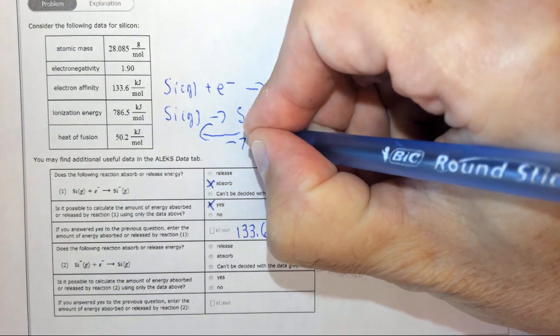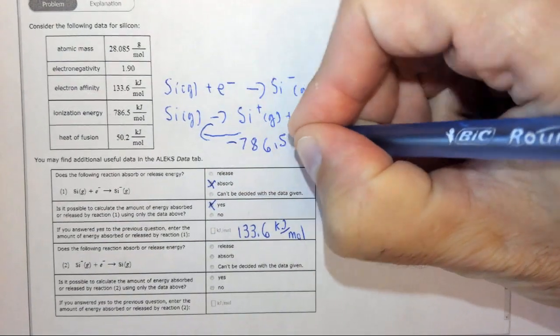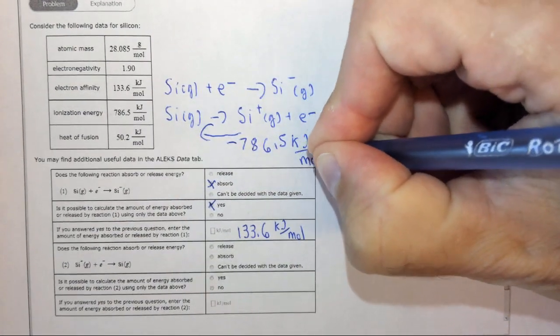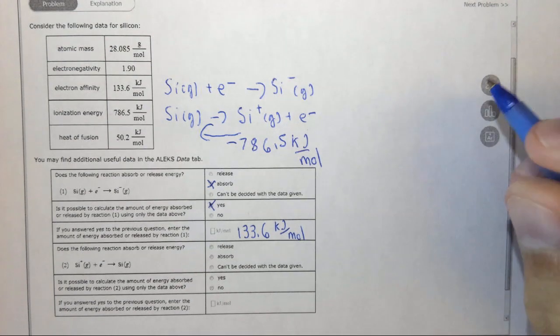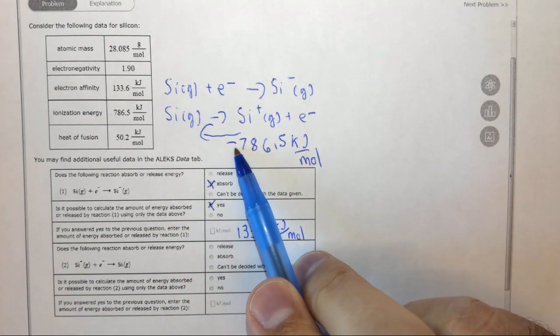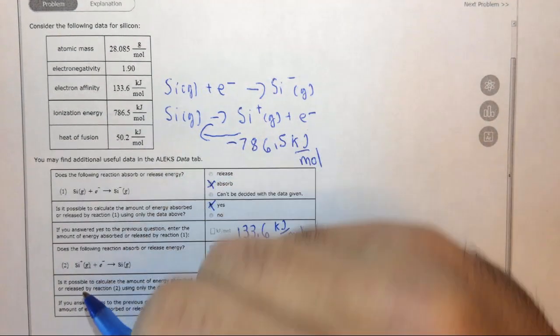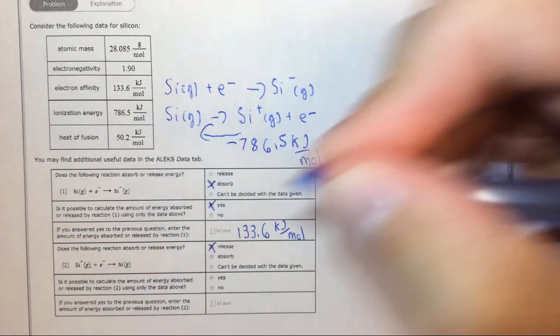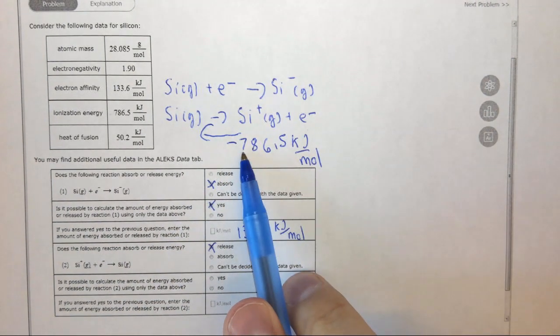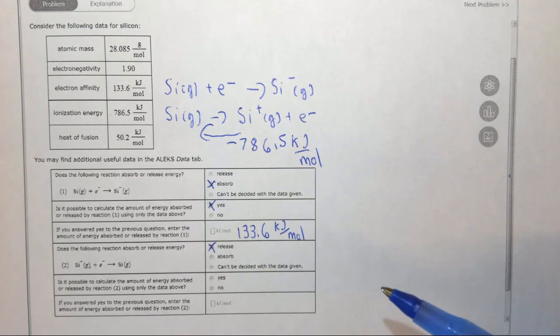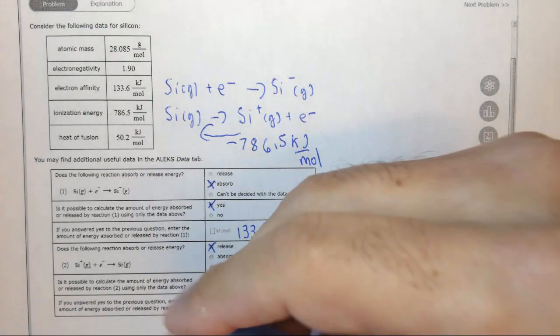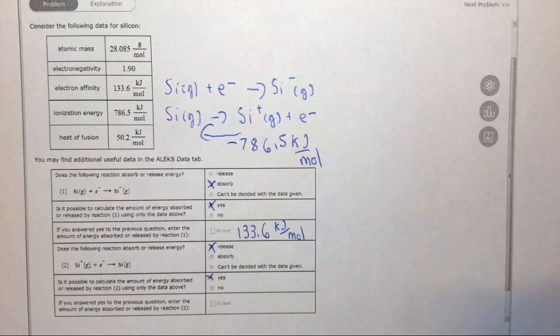reaction, it is going to be negative 786.5 kilojoules per mole when we go in the reverse direction. This is negative, which means it's exothermic, which means when Si plus gains an electron, energy will be released. In fact, 786.5 kilojoules per mole will be released. It says, is it possible to find the exact amount? Well, yes, that is the exact amount.